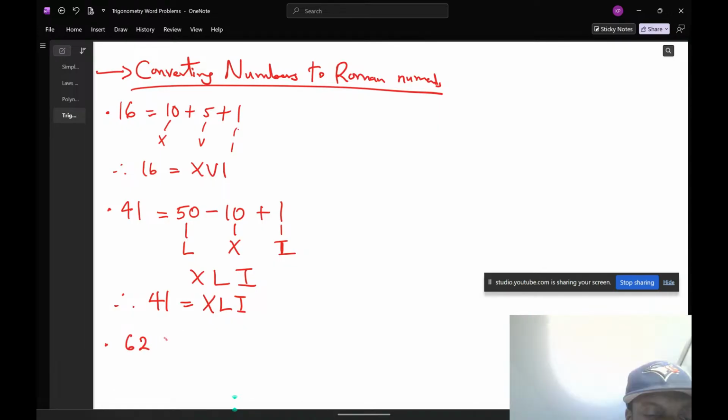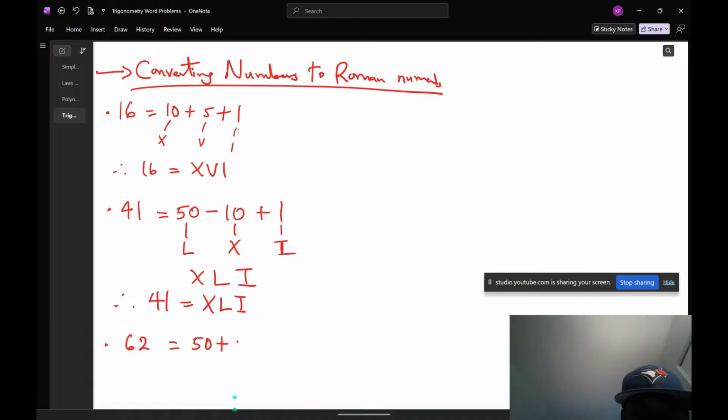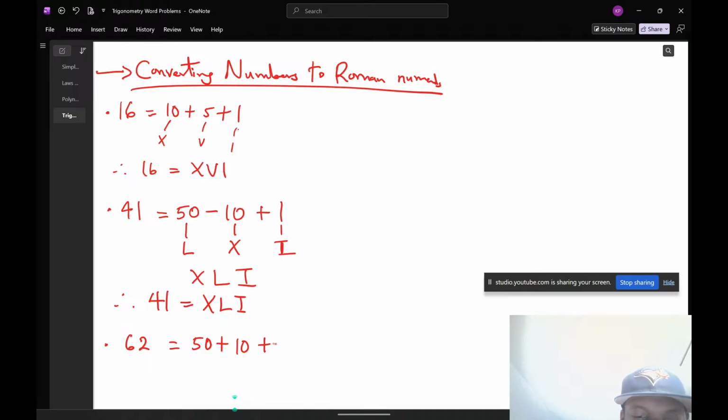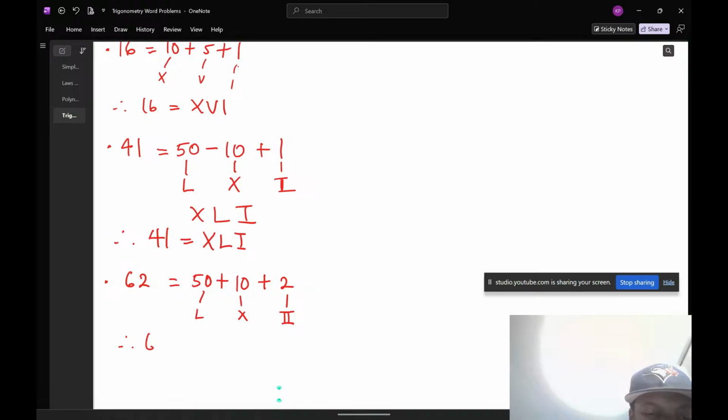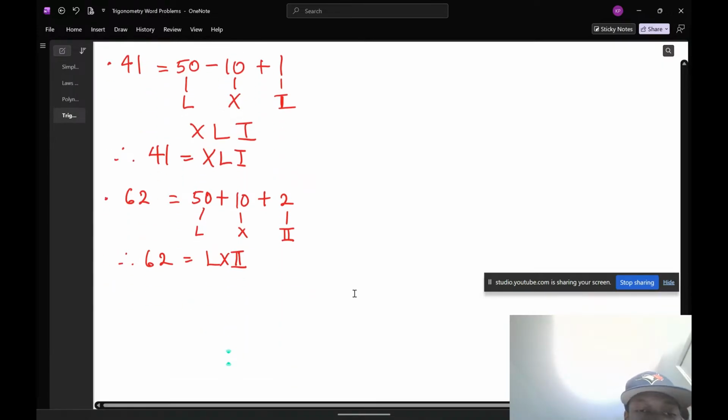62. So we can do 50 plus 10 plus 2. Okay? 50 is L. 10 is X. 2 is I, like we already know before in the beginning. Okay? So therefore, we say that 62 is equal to LXII. Okay? LXII.